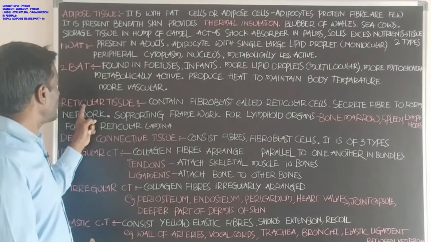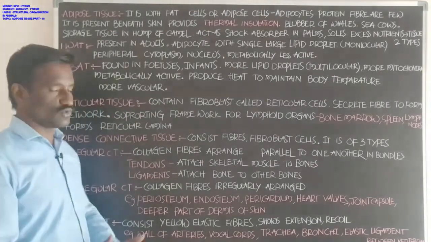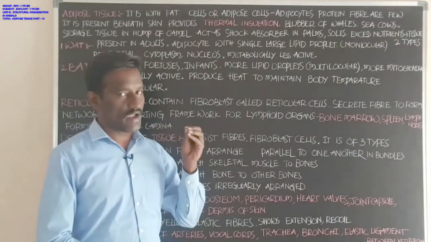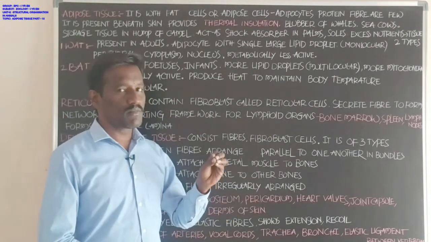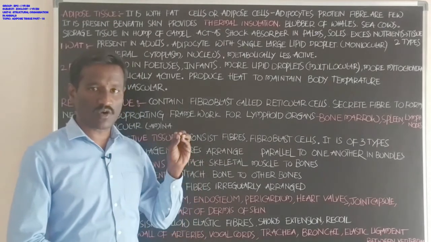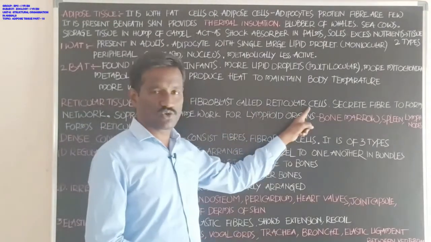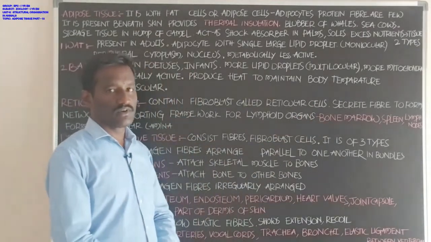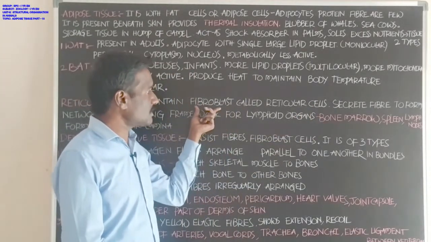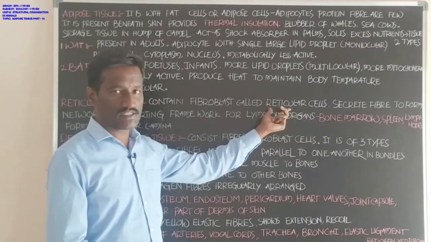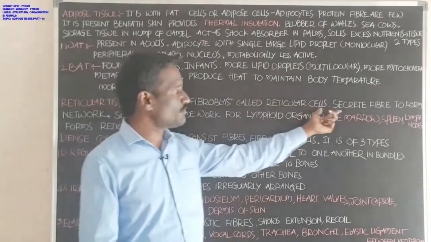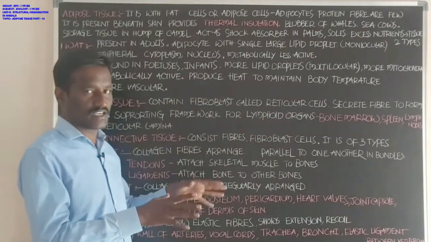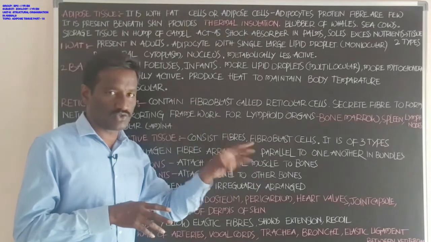Next, student, the third type: reticular tissue. What about the reticular tissue? It contains cells called fibroblasts. Fibroblasts are the cells present in the reticular tissue. These are called reticular cells, and they secrete fibers. These fibers form a network-like structure in this type of tissue.